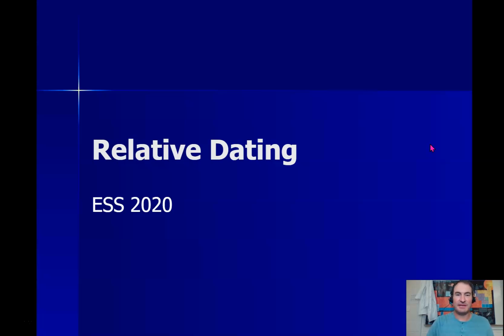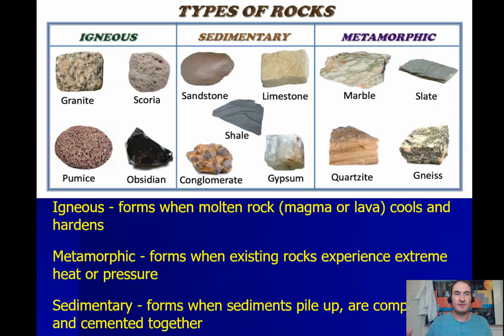Today we're going to be talking about relative dating. This is a process where we can date rock layers according to where other rock layers are. So the first thing we want to talk about with this is to understand the different types of rocks. Hopefully you remember from some point in your education that there are three main types of rocks.